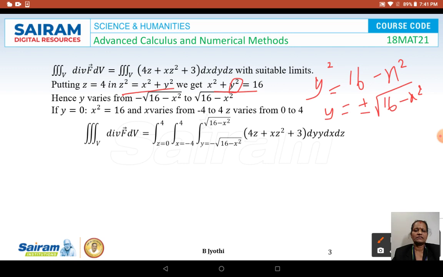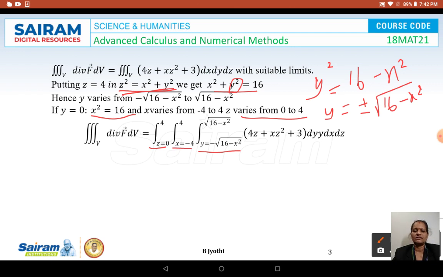So y varies between minus root of 16 minus x squared to plus root of 16 minus x squared. Next, if we take y equal to 0 in this equation, we get x squared equal to 16. Therefore, x varies from minus 4 to plus 4, and we know that z varies from 0 to 4. So let us take the limits as z from 0 to 4, x from minus 4 to plus 4, and y from minus root of 16 minus x squared to plus root of 16 minus x squared.